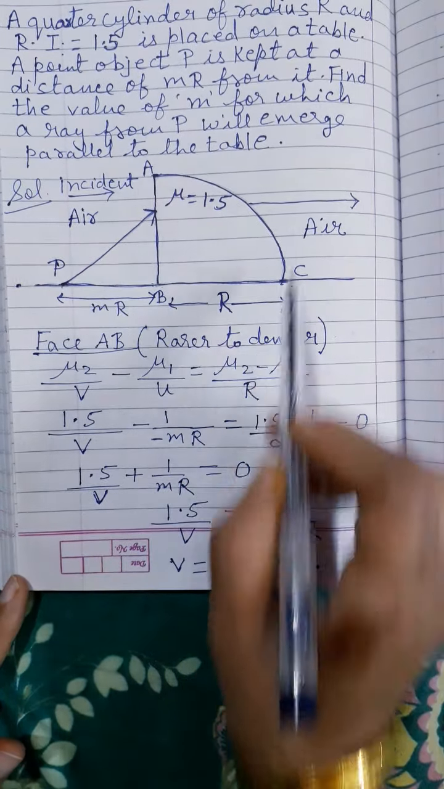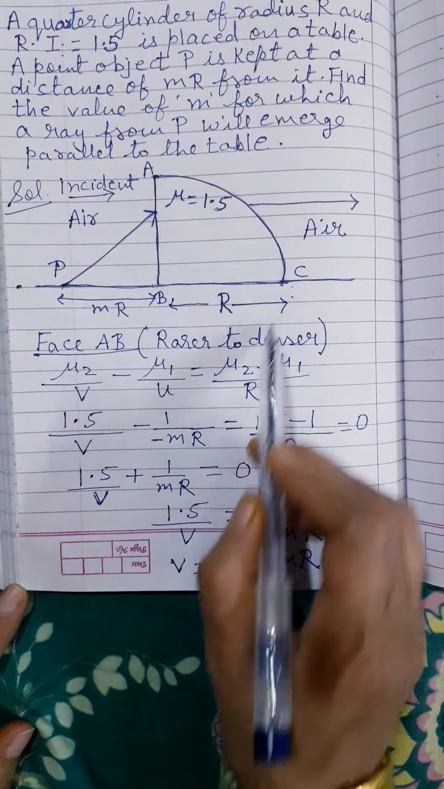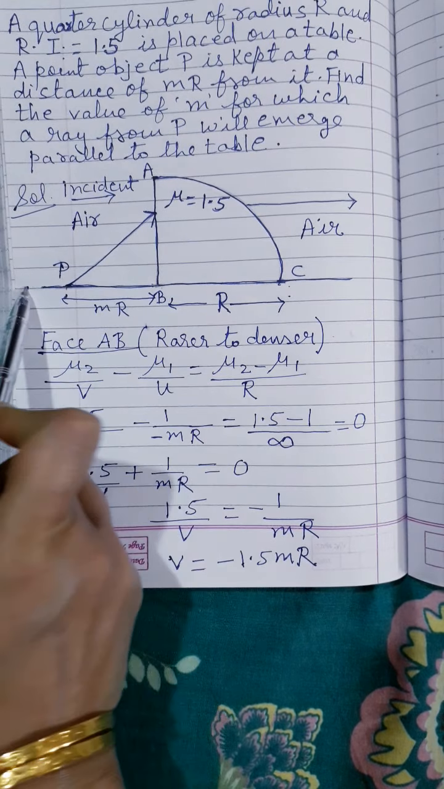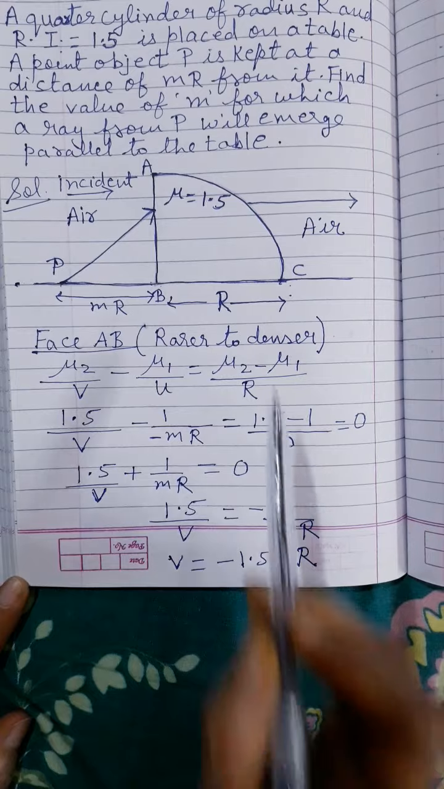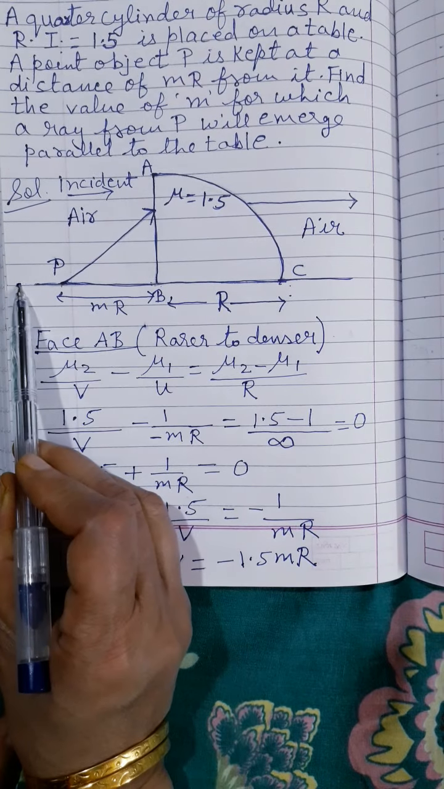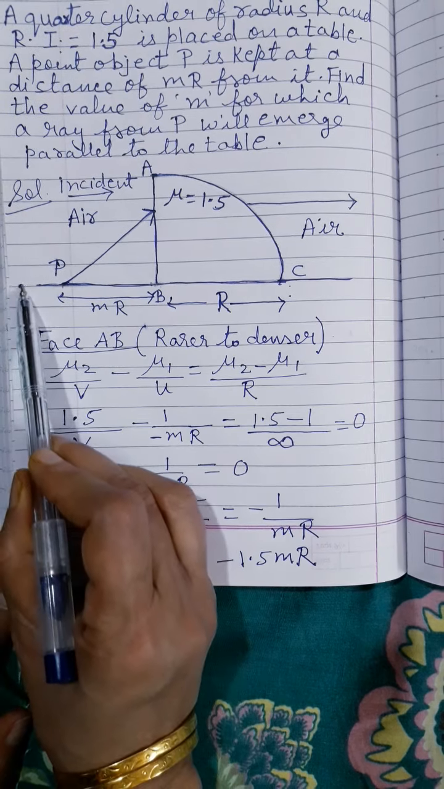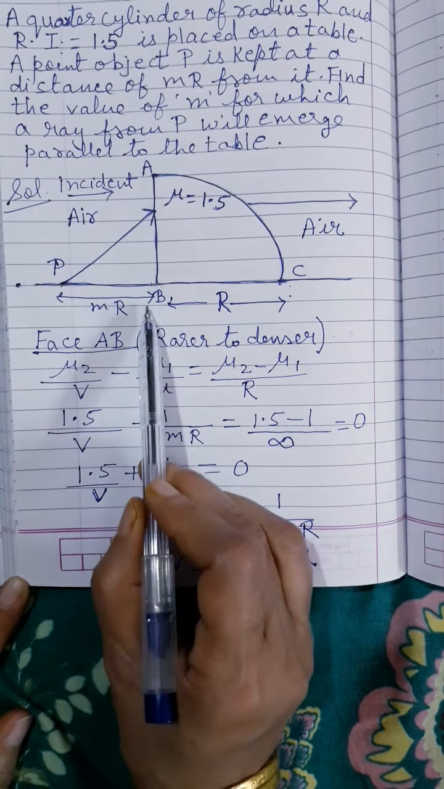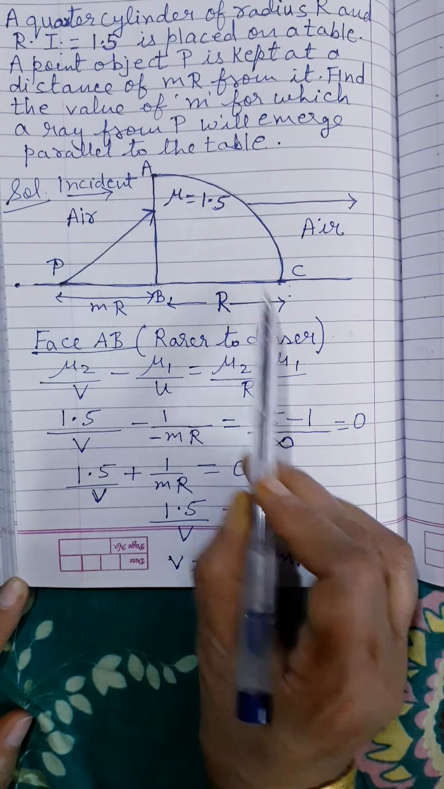So for AC, now I will do the calculation for the surface AC. For surface AC, this is the object somewhere here, which is how much away from point B, 1.5 mr. So if this distance is 1.5 mr, so how much will be the distance of this object, which is the image for the surface AB, which is acting as an object for the surface AC.